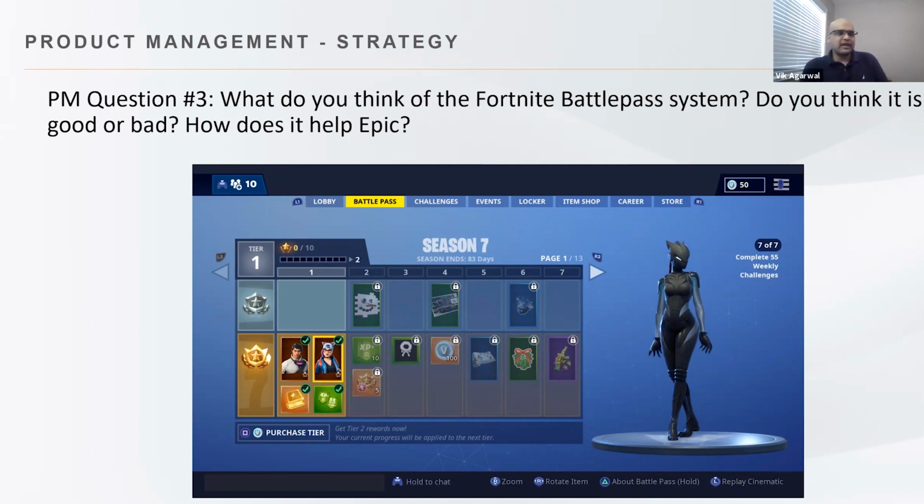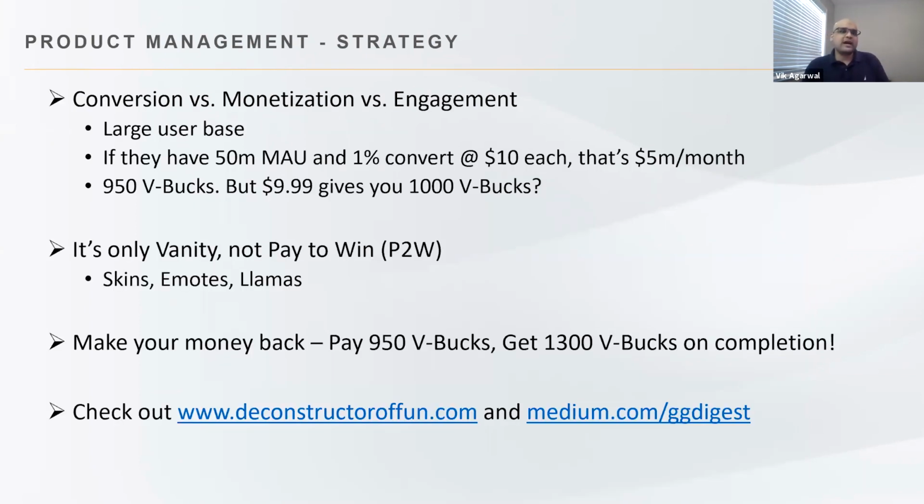That's not really comprehensive, and it just goes after the answer. What's your thought process? So this is the way I think about it. Go through your AERM funnel. So what does a battle pass help with? Is it conversion, monetization, or engagement?